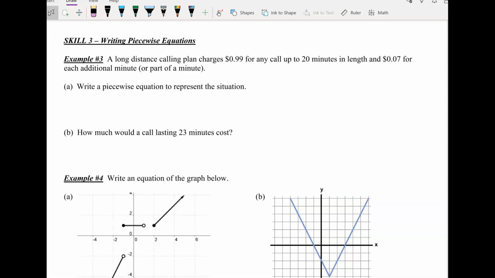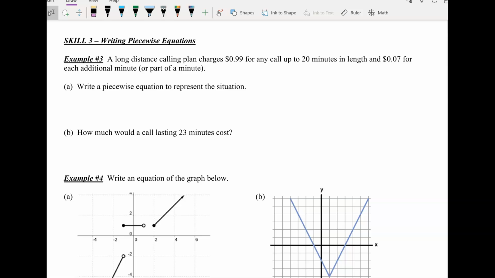Welcome back, everybody. Okay, so the third piece to our piecewise functions is, first we graphed, right? And then we talked about evaluating and solving. And now we need to talk about writing the equations because we need to be able to go both ways. So yes, we need to be able to graph, but we need to be able to look at a graph or look at given information and write the equation from there. Okay, so let's take a look at example number 3 for skill 3.